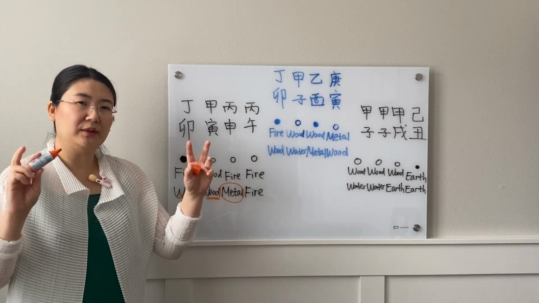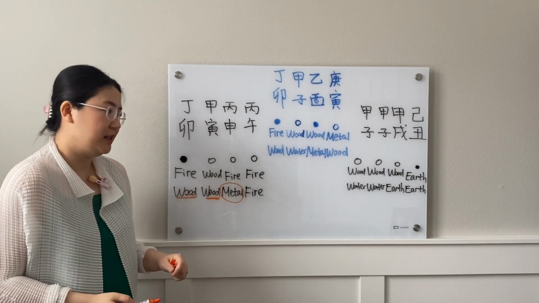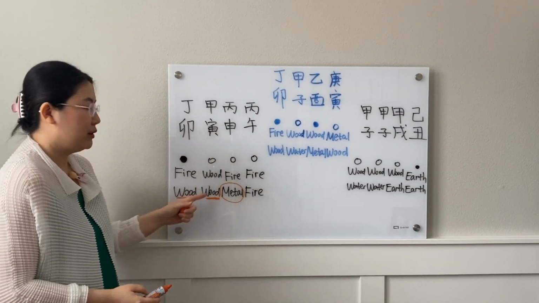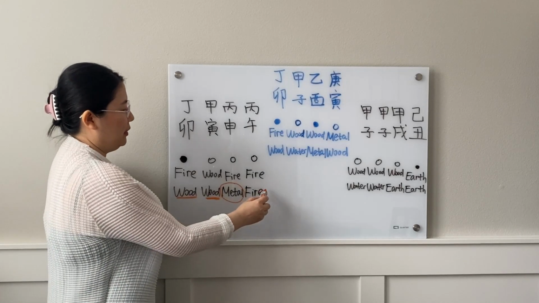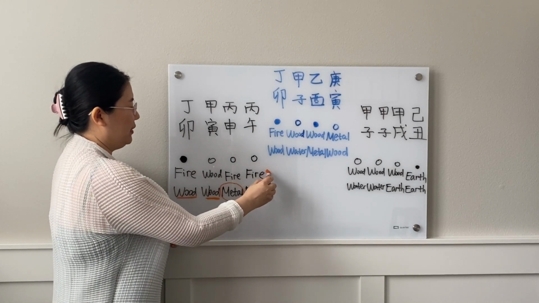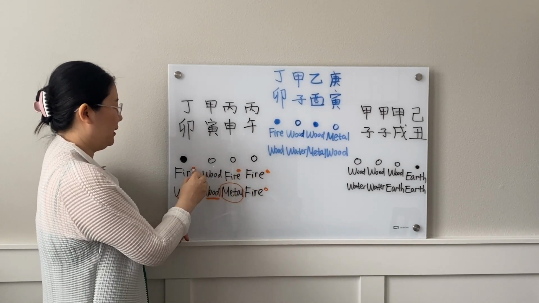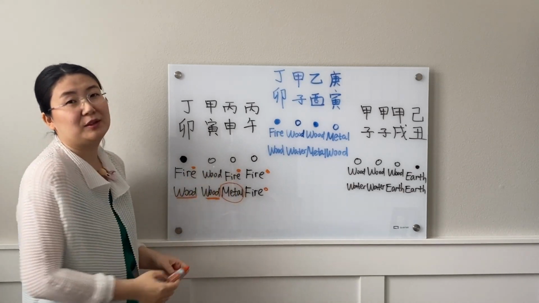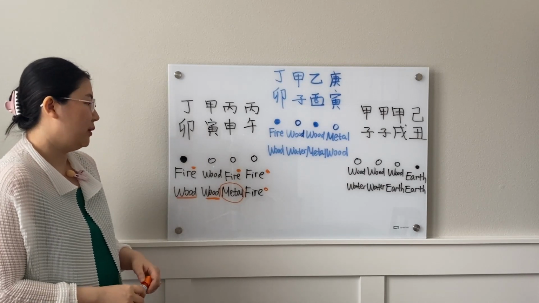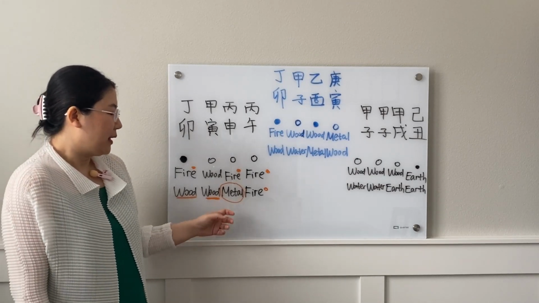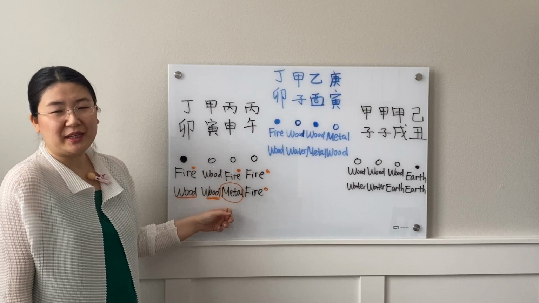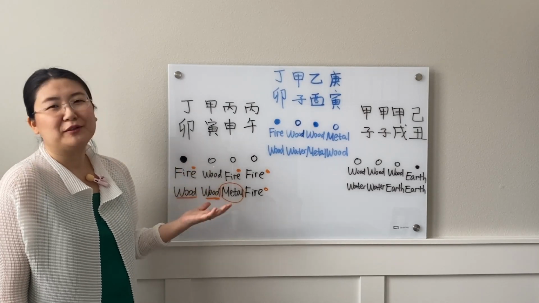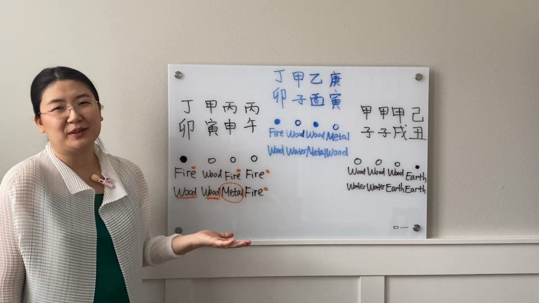But what is the illness or disease for this chart? The unbalanced energy is too much fire. So you have one here, one here, one here, one here, four of them. And especially two of them are sitting right next to the daily master. So the problem with this example is there's too much fire. So that's the illness or disease.